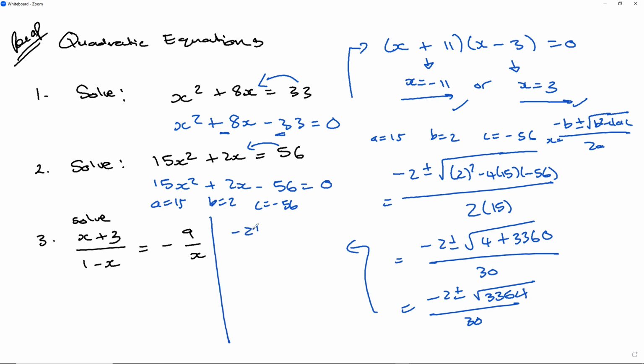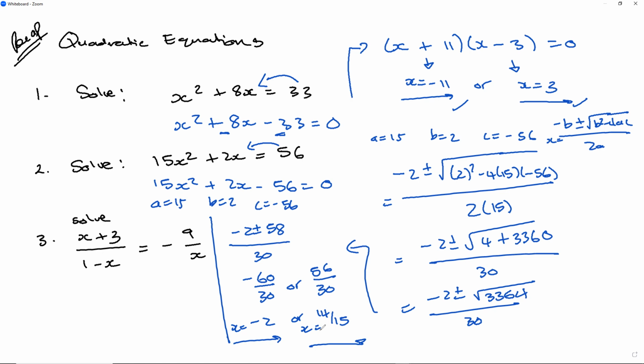This actually comes to negative 2 plus or minus 58 over 30. Negative 2 minus 58 is negative 60 over 30, which is negative 2. Negative 2 plus 58 is 56 over 30, which I can simplify to 28 over 15, or 14 over 15. All right, and that'll be x equals that. So x equals 14 over 15 or negative 2 for that.